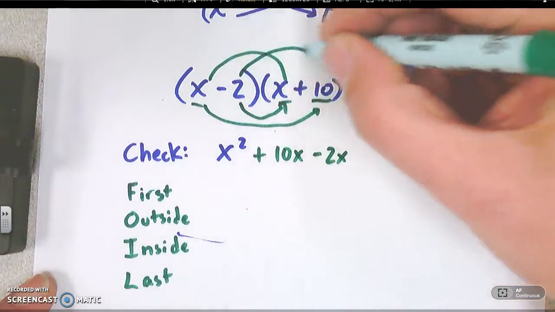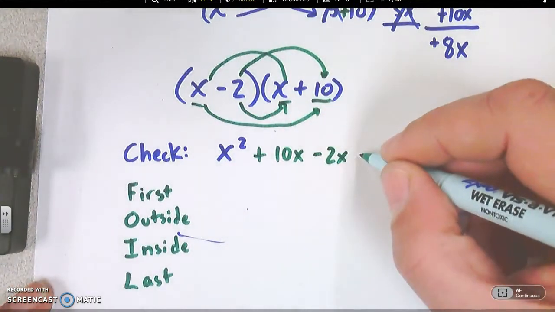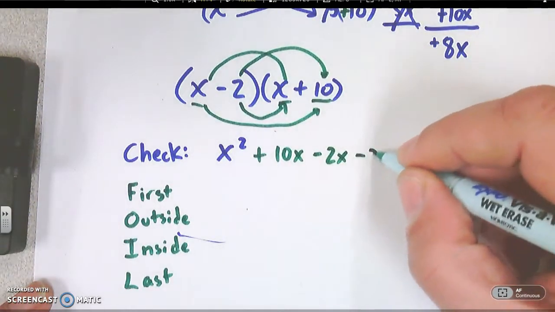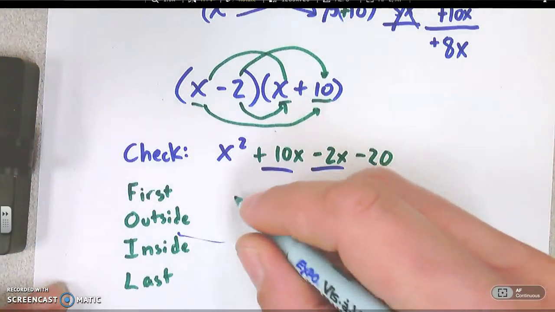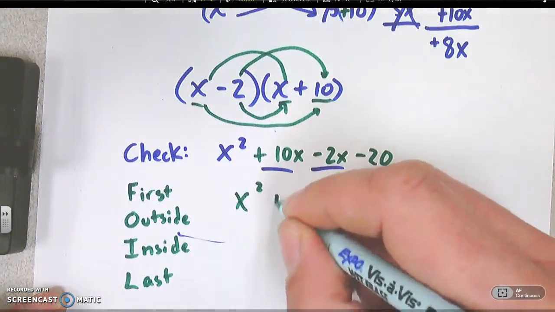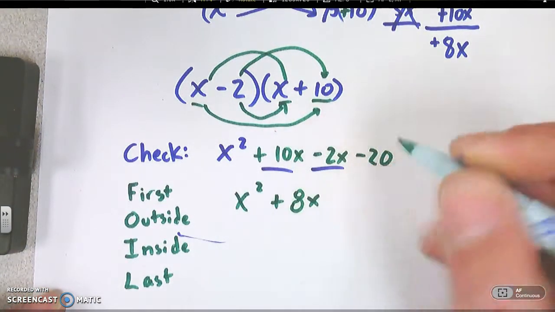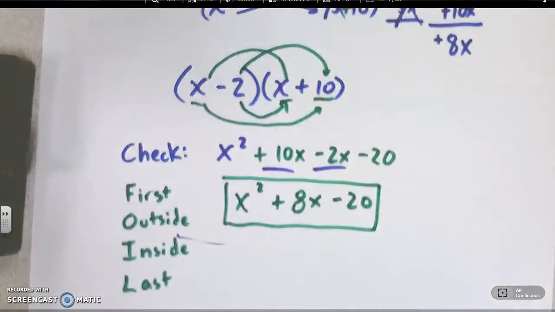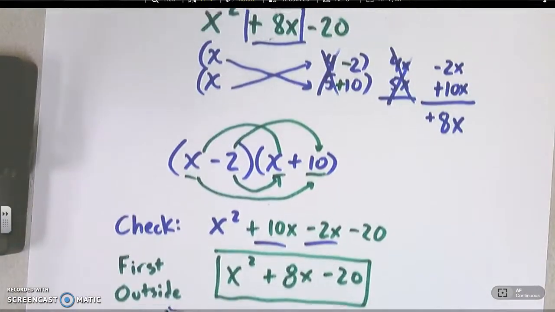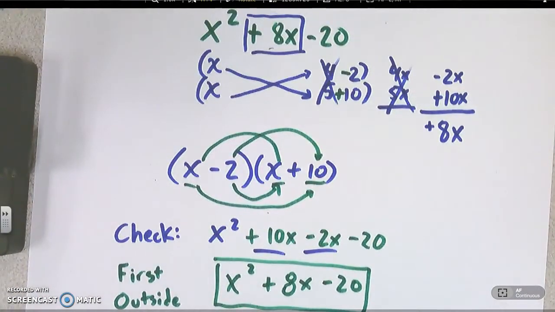And then last, the negative 2 times the 10. Multiplying, make sure, again, pay attention to the negative. That'll give us negative 20. And when you simplify, the only things we can combine are those two terms. And you'll have x squared plus 8x minus 20. That checks because we're now back to what we started with, which was x squared plus 8x minus 20. Okay? That's how you go ahead and factor those.